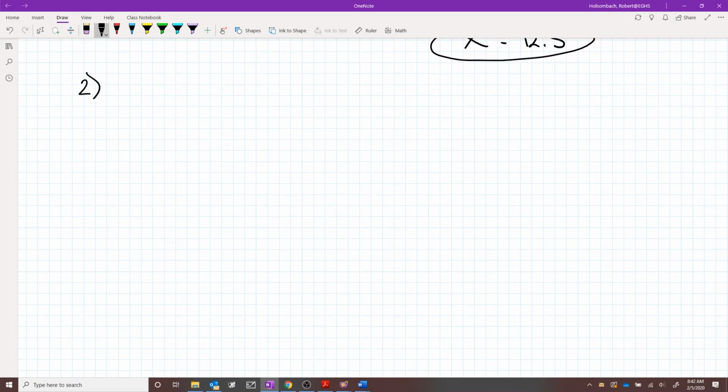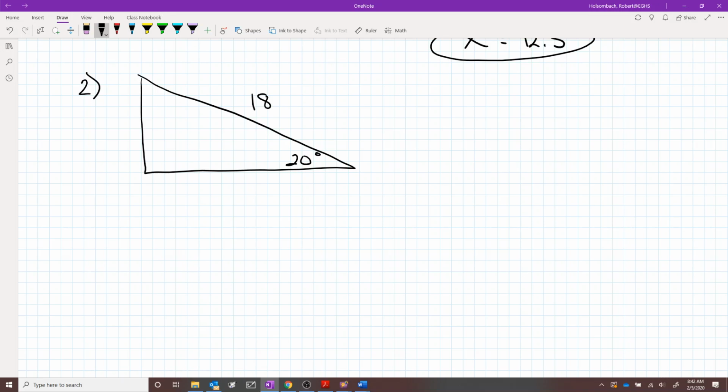Number 2. 20-degree angle. Hypotenuse is 18. The opposite side is x. So you name your sides. Here's your hypotenuse. The x is your opposite. And when you are working with opposite and hypotenuse, that is sine. So sine of 20 equals the opposite side over the hypotenuse.